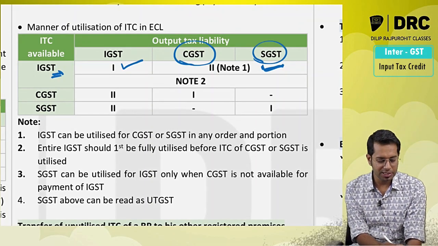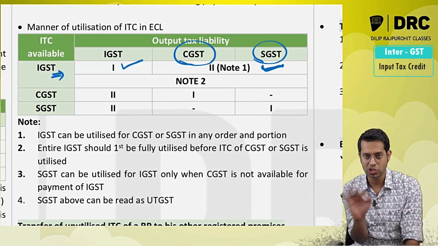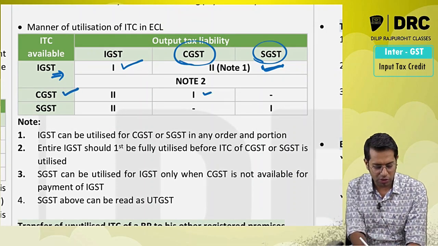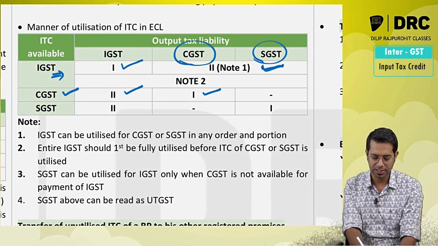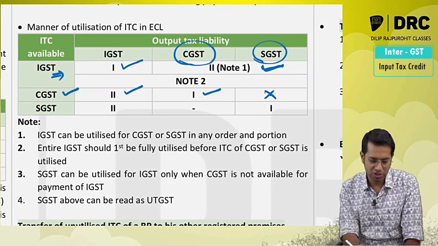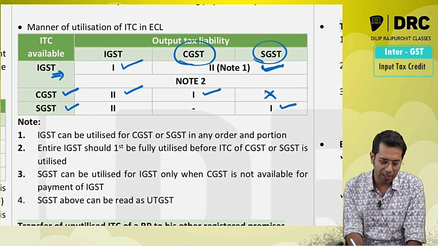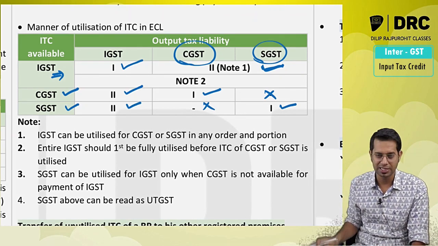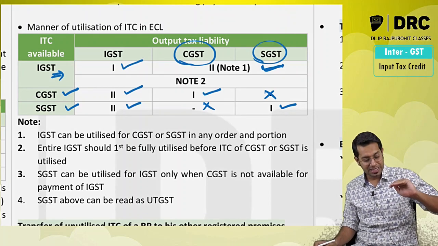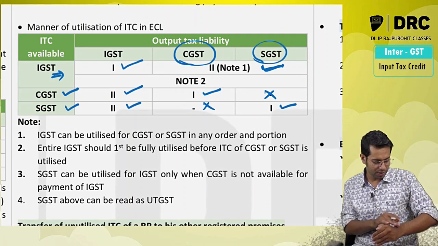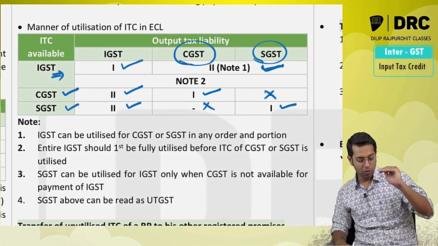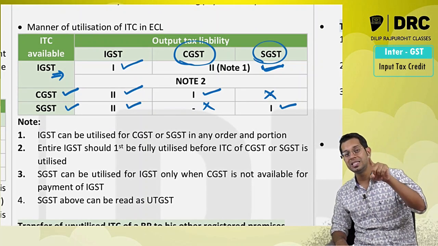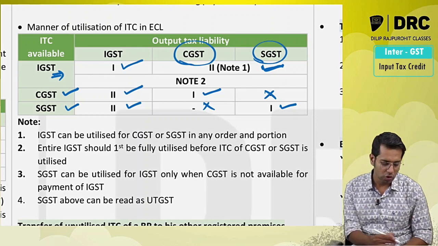Now the basic condition is that IGST credit should be fully exhausted. It should be completed, then only I can go to CGST. CGST credit, use it for CGST first, then for IGST. It can never be used for SGST. And SGST credit, use it for SGST first, and then IGST. It can never be given to CGST. Now please note, SGST can be used for making the payment of IGST only when CGST is not having anything with it.